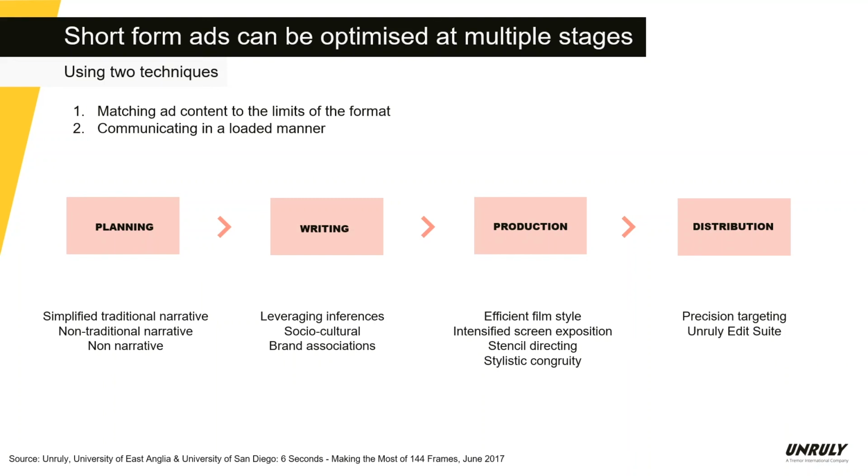When producing, be efficient with your film style, for example using highly expressive acting, a single focus, stencil directing, and stylistic congruity. And at the distribution stage, you can use Unruly's custom targeting in order to leverage what you know about the consumer to enrich the meaning of the video. Finally, we can help you create short-form assets by adapting your hero video using Unruly EQ and edit suites.